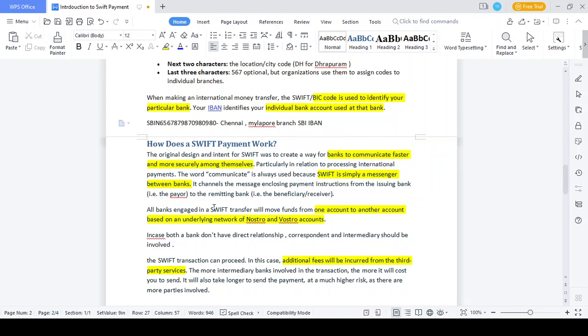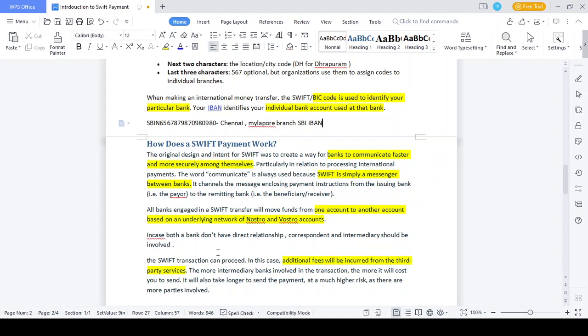Suppose both banks have a direct relationship, at that time they use the Nostro and Vostro account relationship and make the payment. In case both banks don't have a direct relationship, at that time they approach the sender correspondent, receiver correspondent, intermediary bank, and account with institution. All the parties should be involved.